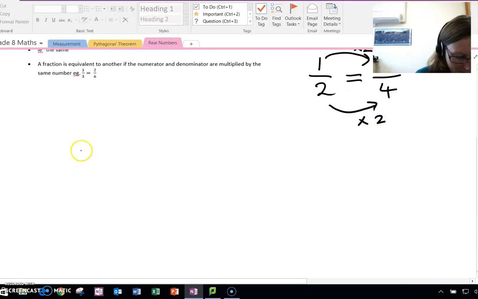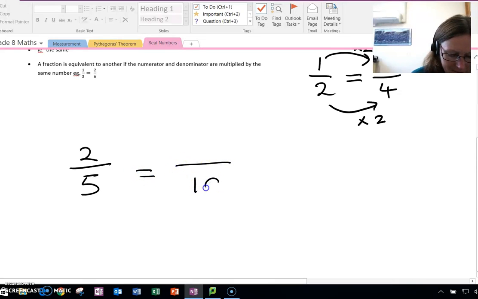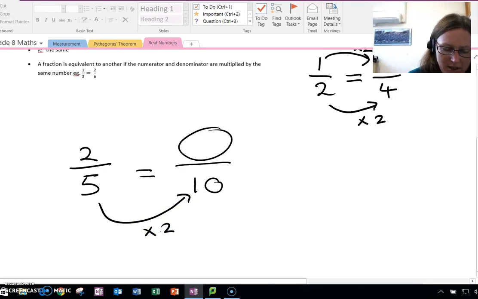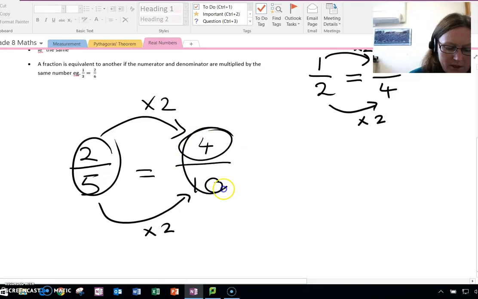So let's say we have 2/5, and I want to know what is the equivalent fraction out of 10. So what number do I put here? Let's look at the denominator, the number on the bottom. 5 times by 2 gives me 10. So I need to do the same on the top to make it an equivalent fraction. And 2 times by 2 gives me 4. So 2/5 and 4 over 10 are equivalent fractions.